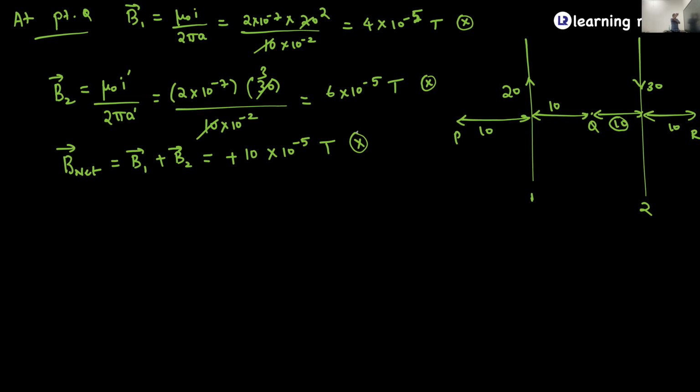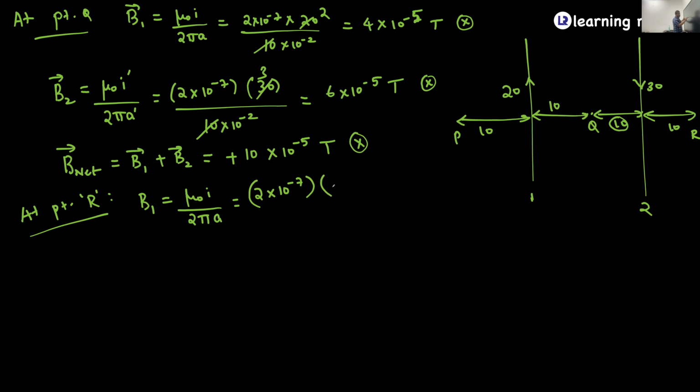Right? Similarly, if I do it for point R, B1 is going to be equal to mu naught I divided by 2 pi A. This will be 2 into 10 power minus 7, into I value is 20, the whole divided by, what is the value of A? So 10 plus 10 plus 10, it is going to be 30. So 30 into 10 power minus 2. So the 1 0 and 0 are gone here. So 2 into 2 is 4 divided by 3 into 10 power minus 5 Tesla. So what is going to be the direction?